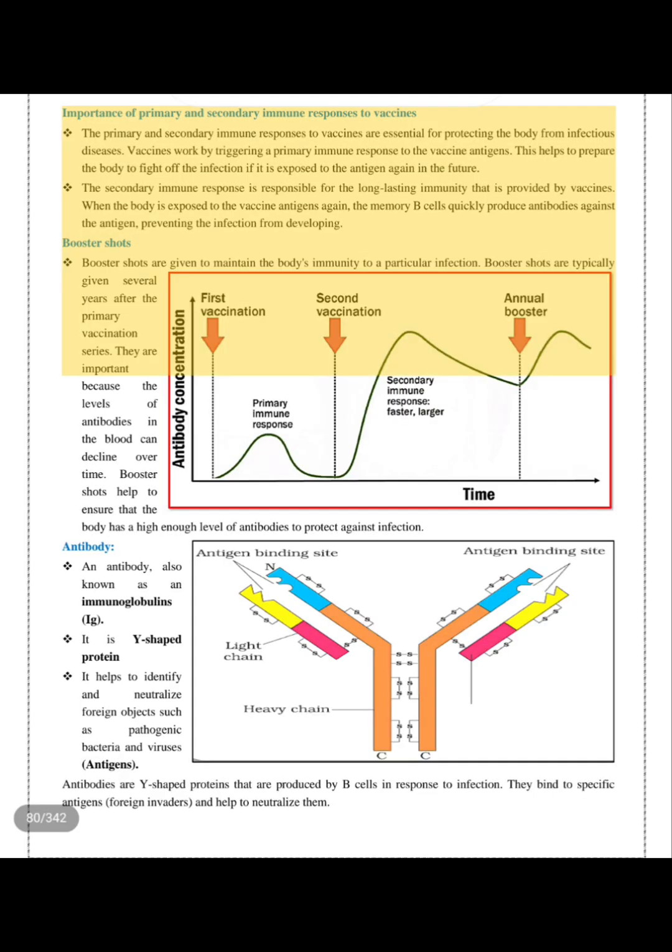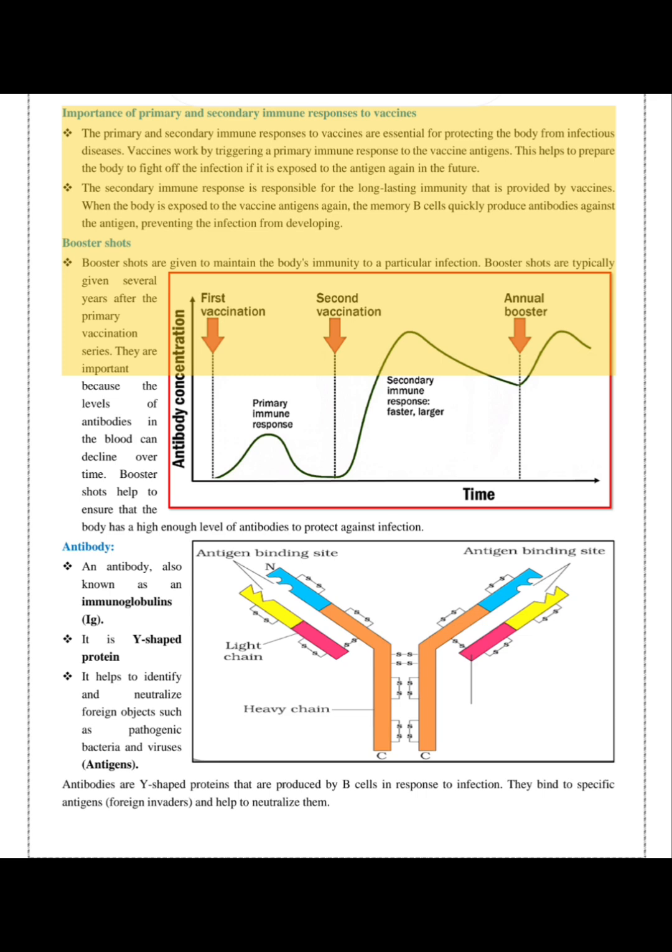Importance of primary and secondary immune responses to vaccines. The primary and secondary immune responses to vaccines are essential for protecting the body from infectious diseases. Vaccines work by triggering a primary immune response to the vaccine antigens.